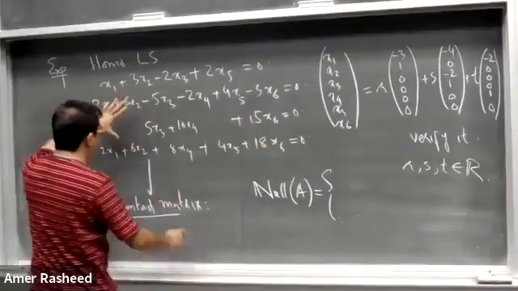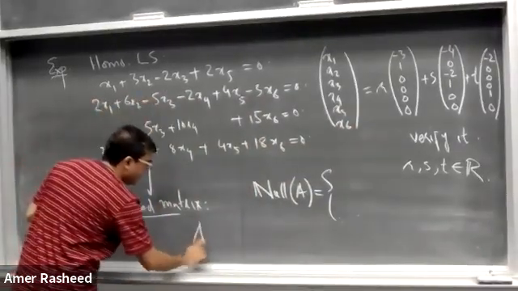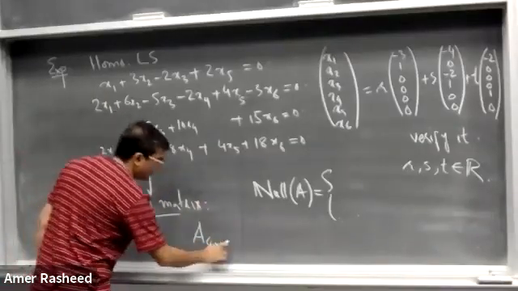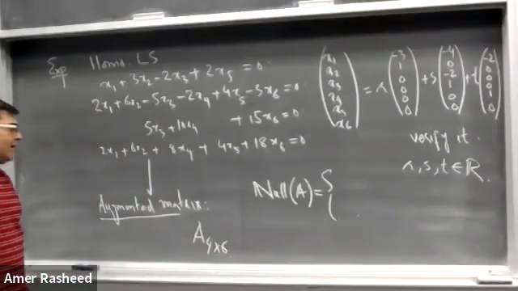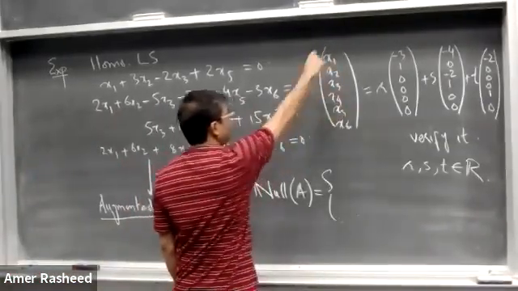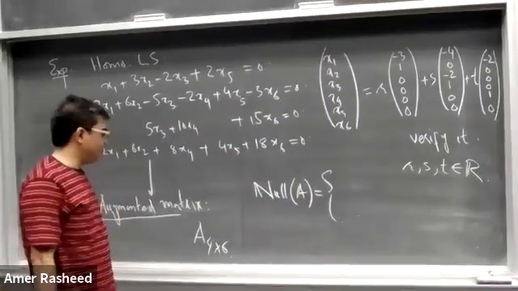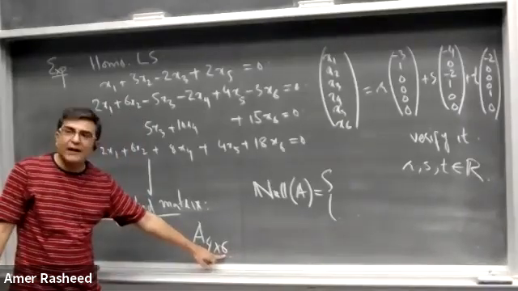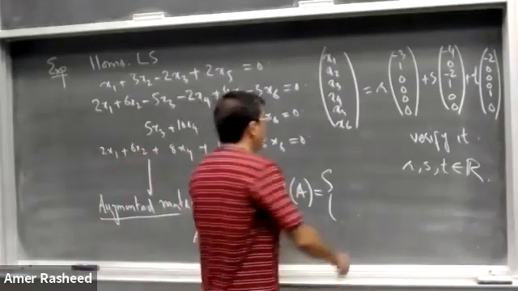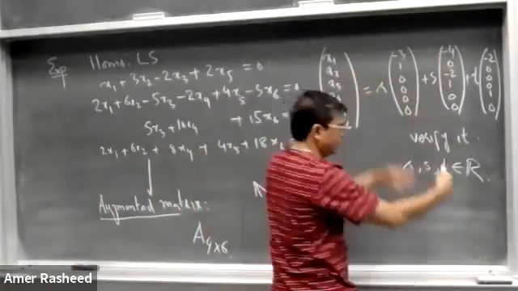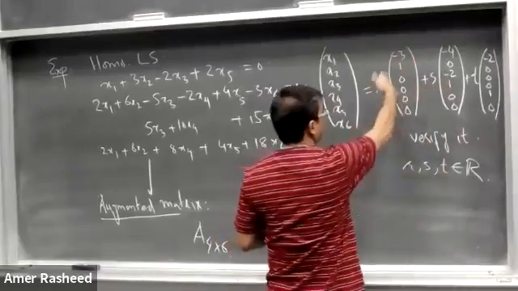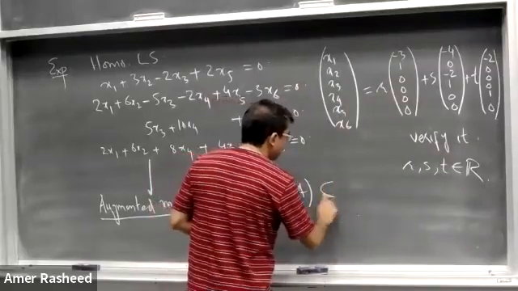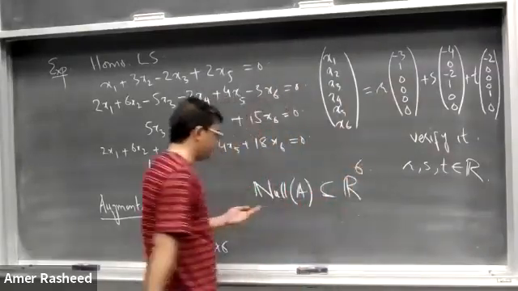And now you can see that the coefficient matrix A is of order what? It has 4 equations and 6 columns, so it is 4 cross 6. And you can see that the solution vectors are of dimension 6. So the null space must be a subspace of R^6. The null space contains all the vectors which are solutions of this homogeneous linear system.